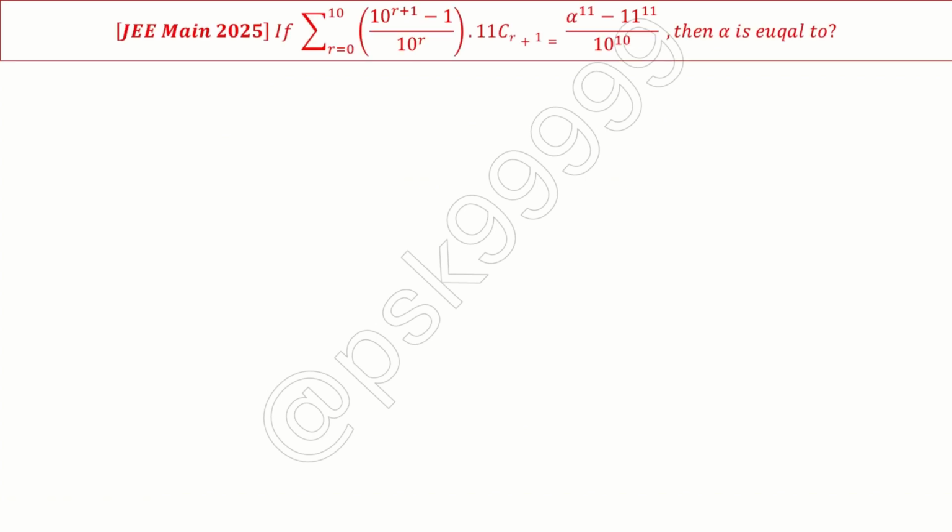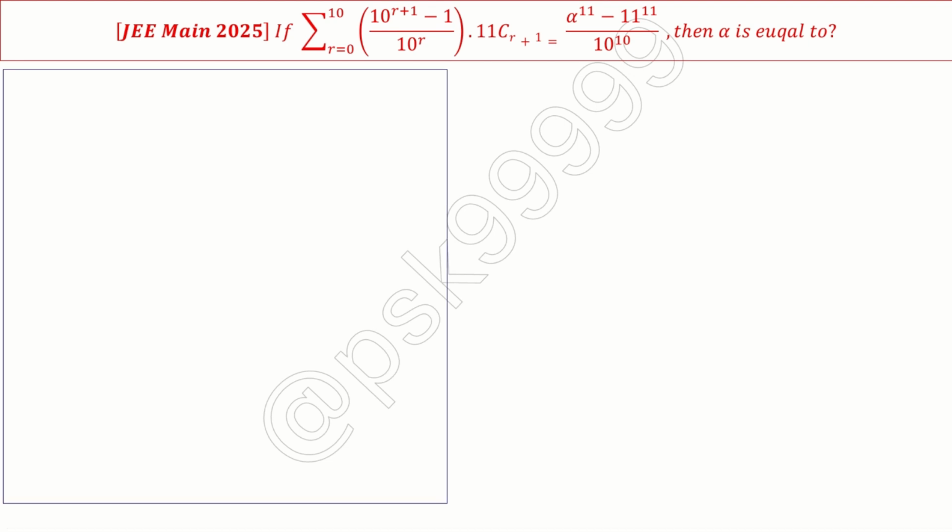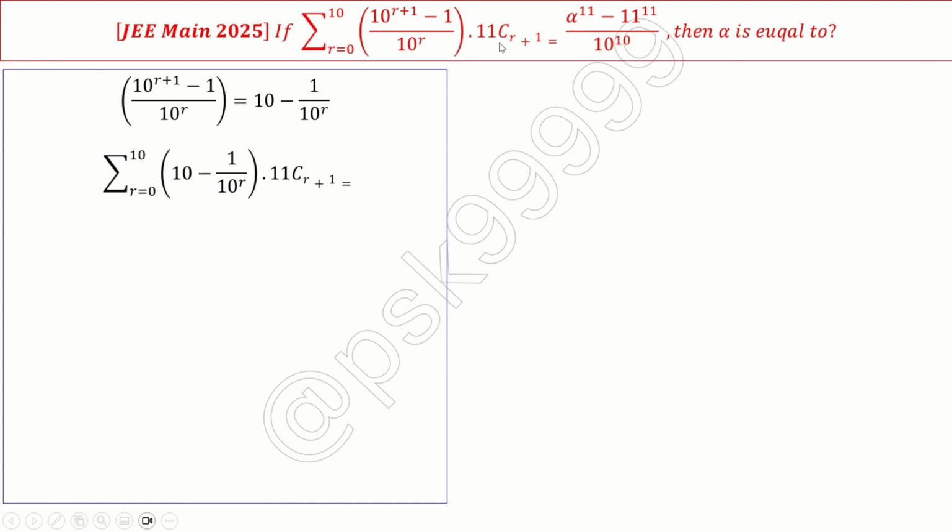Okay, if sigma r equal to 0 to 10, (10^(r+1) − 1) divided by 10^r into 11C(r+1) equals alpha^11 − 11^11 divided by 10^10, then what is alpha equal to? Yeah, it's almost a similar way you will do it here. I will write (10^(r+1) − 1)/10^r as 10 − 1/10^r, correct? Now I will split this into two terms. My given expression is nothing but 10 times sigma r equal to 0 to 10, 11C(r+1), minus sigma r equal to 0 to 10, 11C(r+1) divided by 10^r.